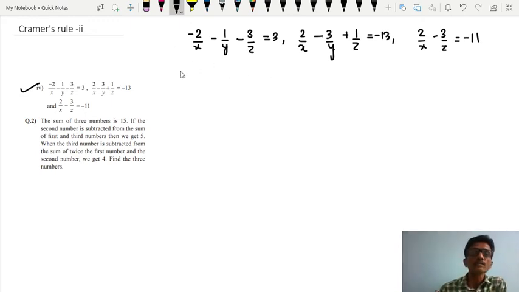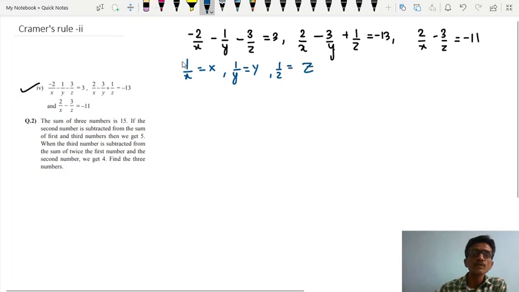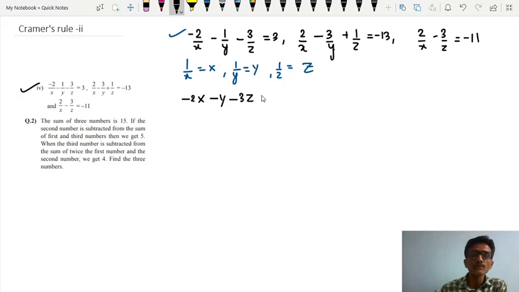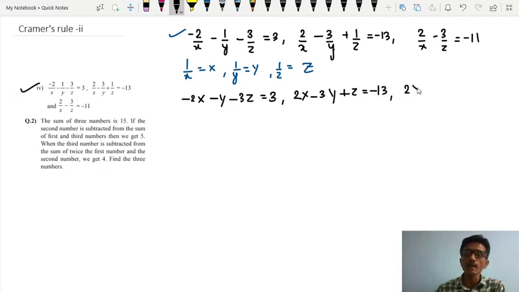Now, see this 1 upon x. This 1 upon x we will write as capital X, 1 upon y as capital Y, and 1 upon z as capital Z. The equations will take another form: minus 2X minus Y minus 3Z equals 3. This is for our convenience. Then 2X minus 3Y plus Z is equal to minus 13. And the last equation: 2X, no, there is no Y term, minus 3Z is equal to minus 11. So we will solve these equations.